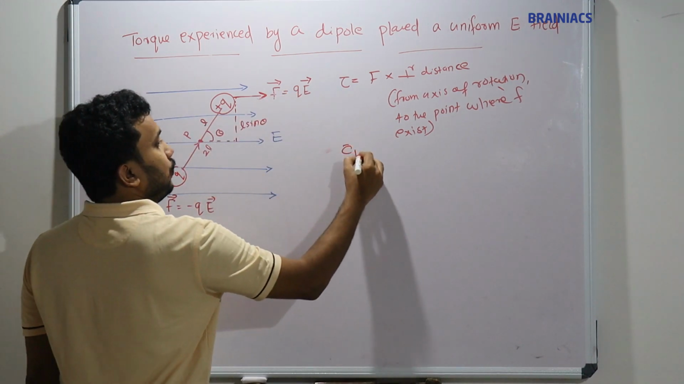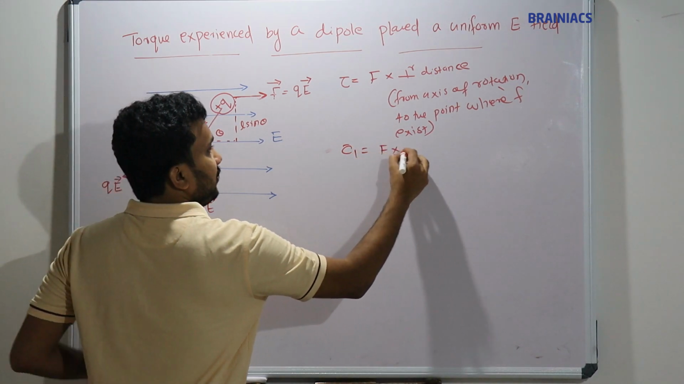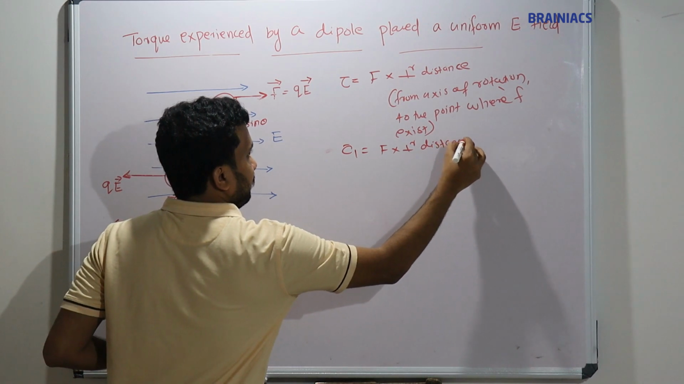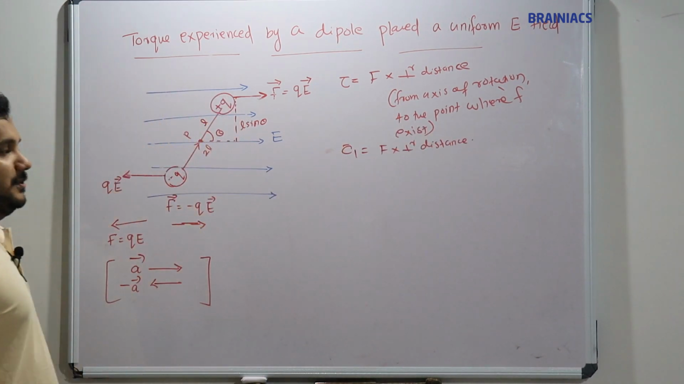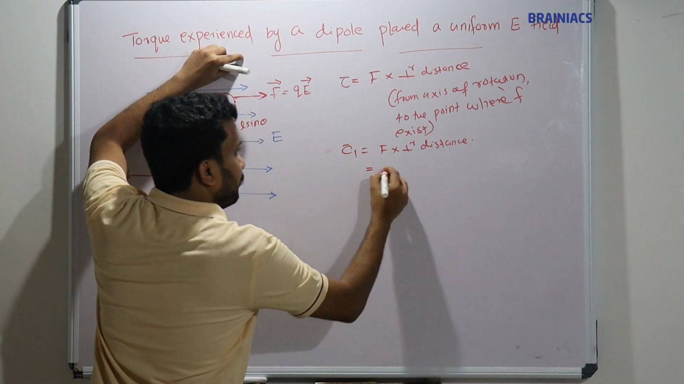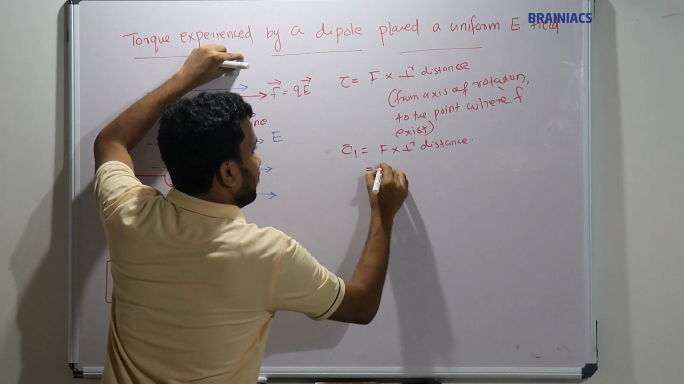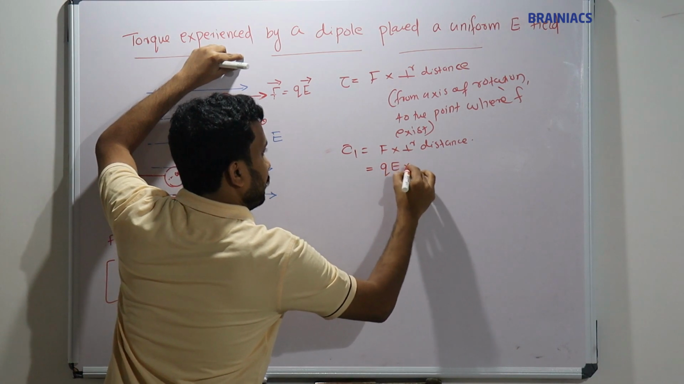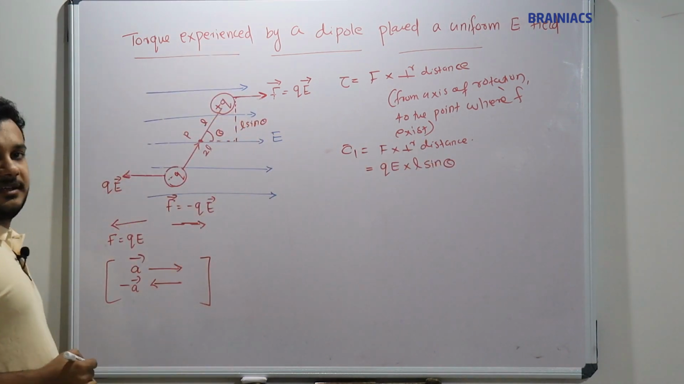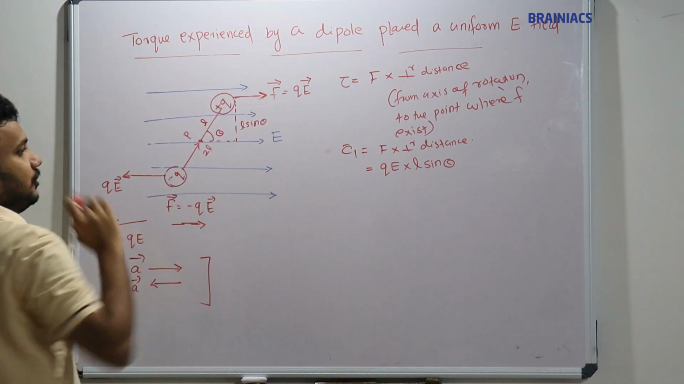So I am writing tau 1 is equal to force into perpendicular distance. In short, force into perpendicular distance, which is equal to, force means QE, into L sin theta. QE into L sin theta. This is the first torque.